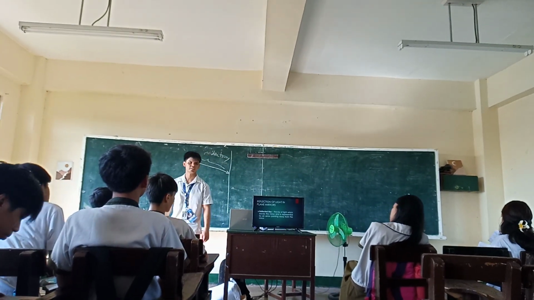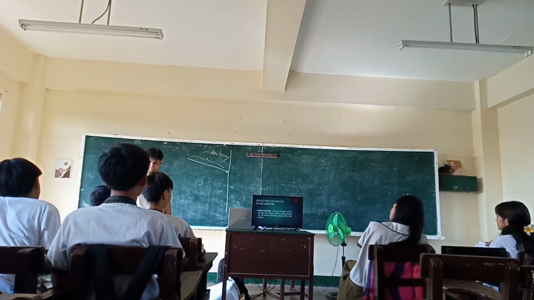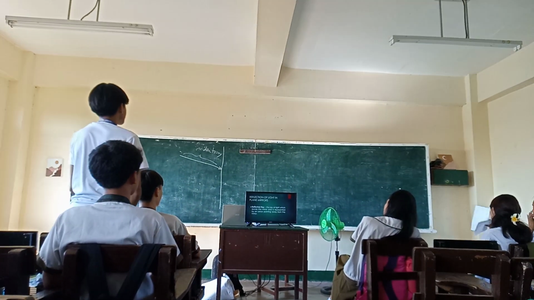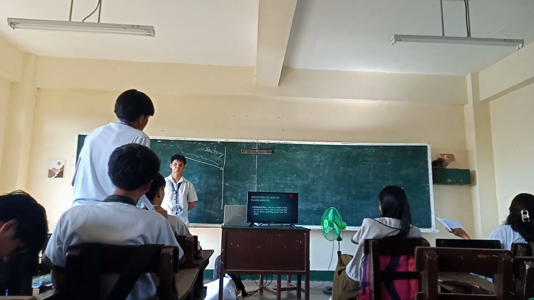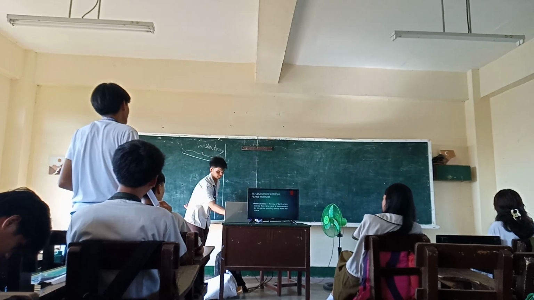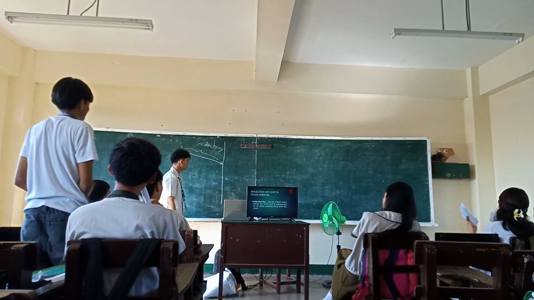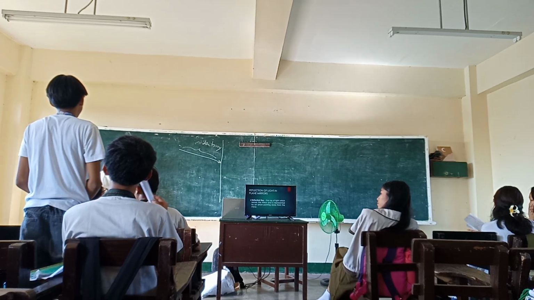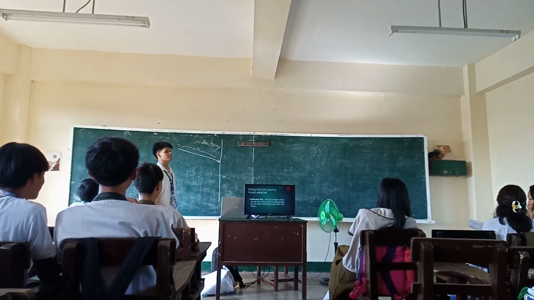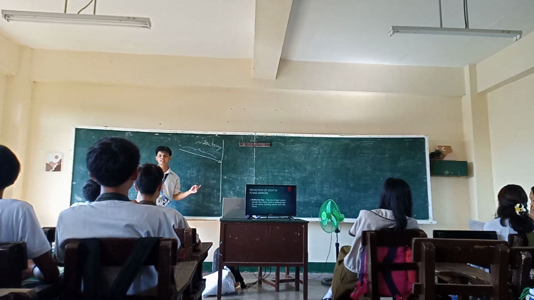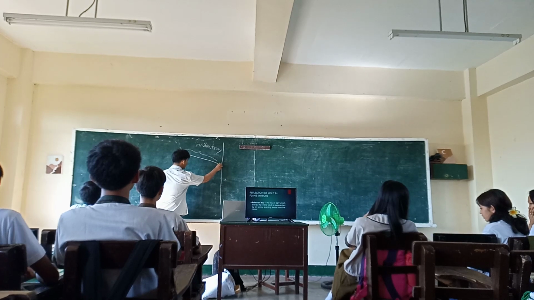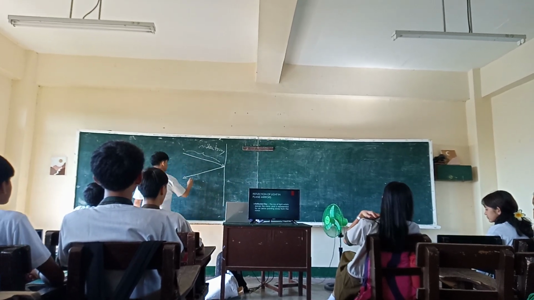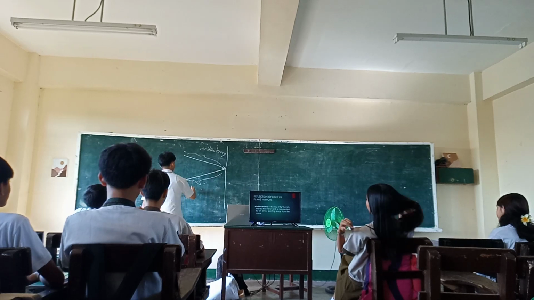Let's proceed. Who wants to read the next one? Yes. Reflected ray. The reflected ray is the ray of light which meets the mirror and bounces off, represented by an arrow pointing away from the mirror. If the incident ray is the ray that is approaching the mirror, the reflected ray is the one that is being reflected by the mirror. So this arrow represents the reflected ray.